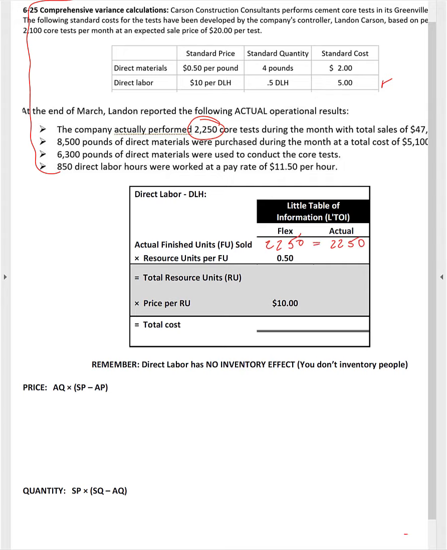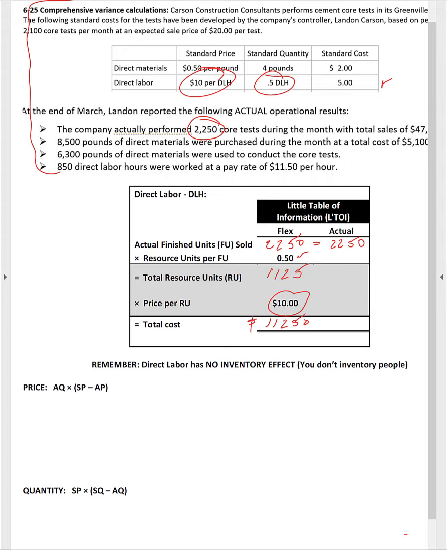All right. Then I know from my standards table that I have 5 direct labor hours, and my pay rate is 10. So as a result, I can finish out the rest with a straight multiplication and then another straight multiplication. Remember, this is dollars.